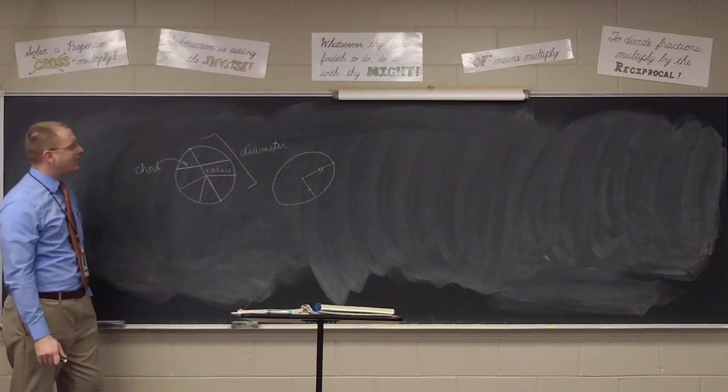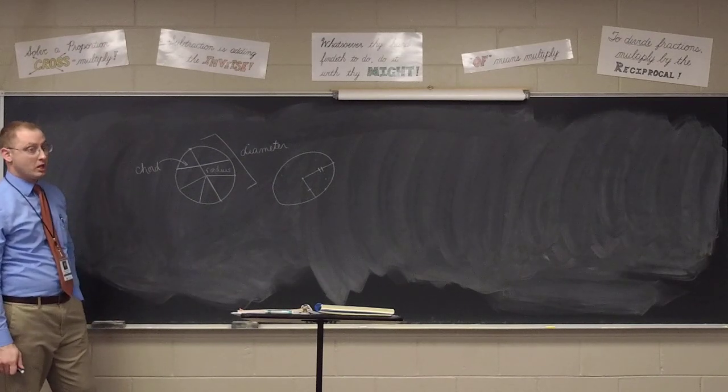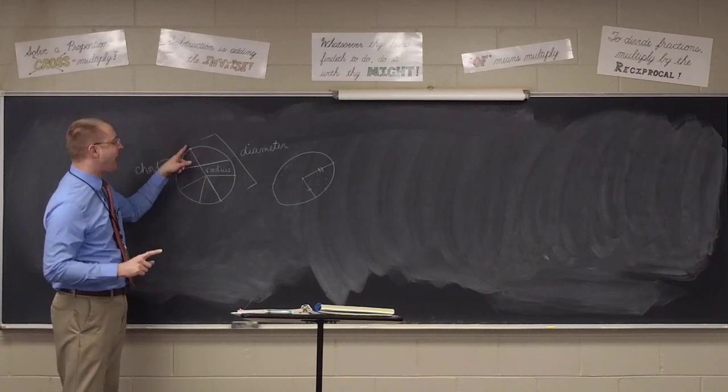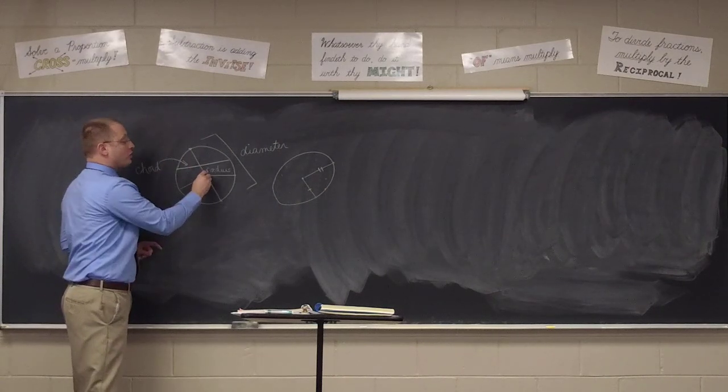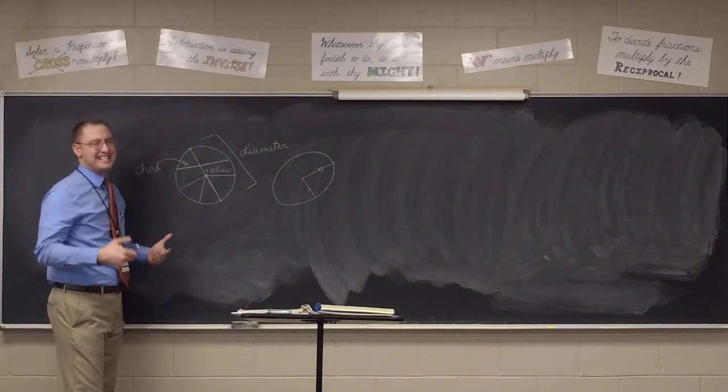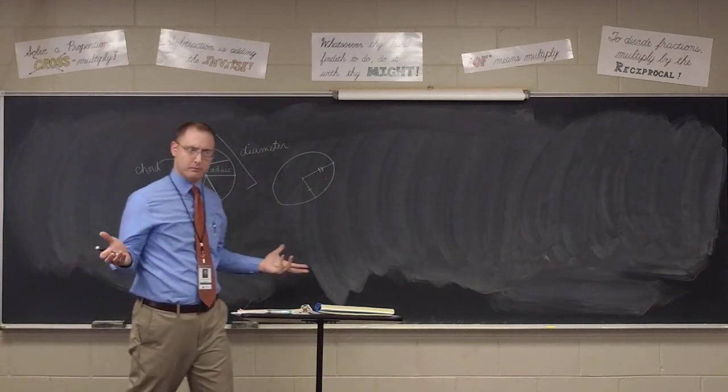Question, is a diameter a chord? Yes. It starts and ends on the circle, doesn't it? It's a very special chord. It's a chord that happens to go through the center. So there's a whole bunch of chords you can draw, but unless the chord goes through the center, it's not a diameter. Does that make sense?